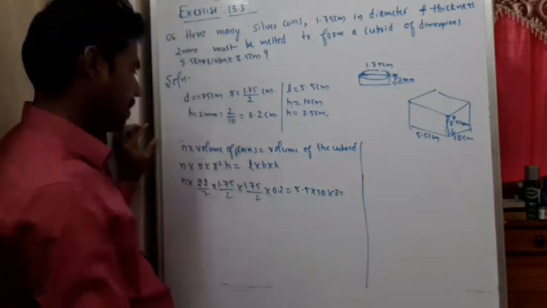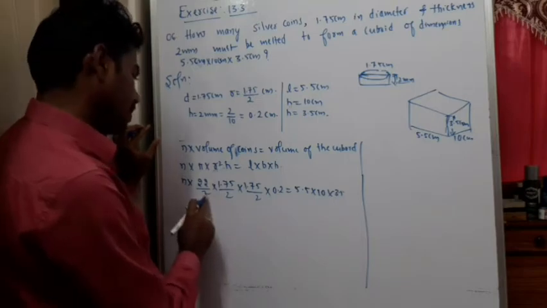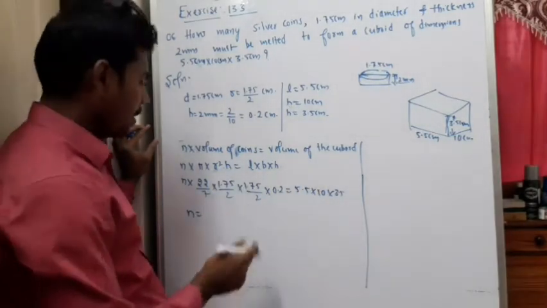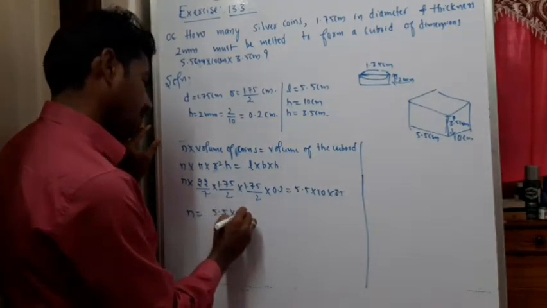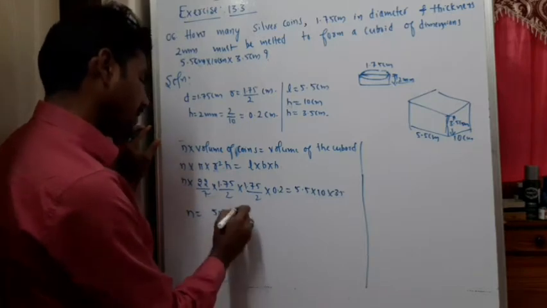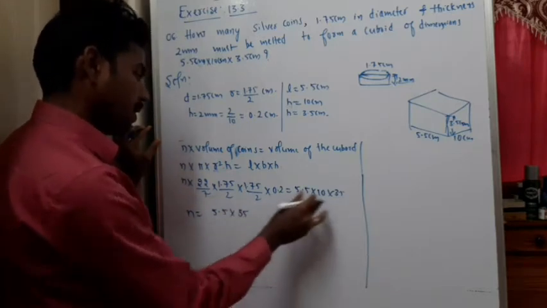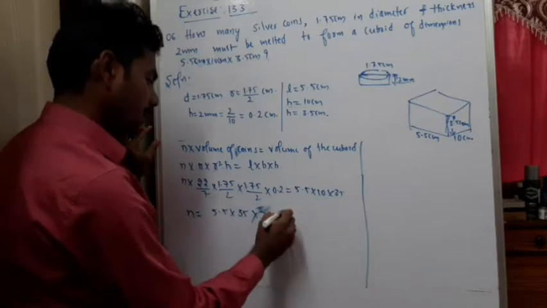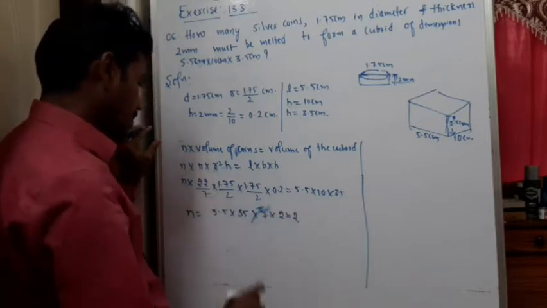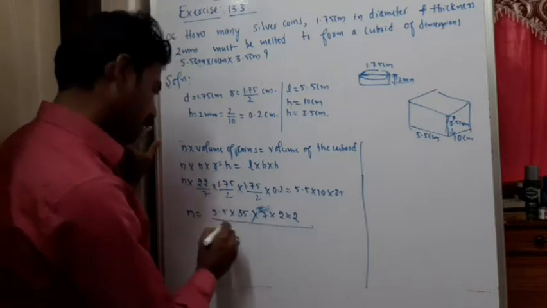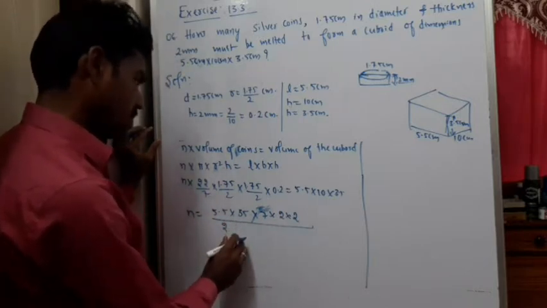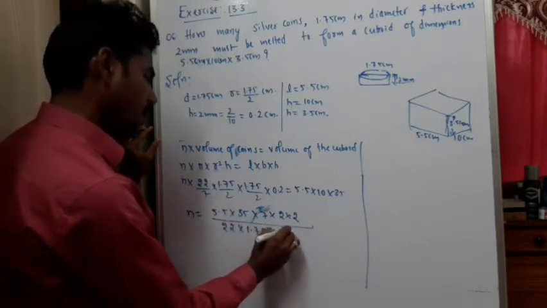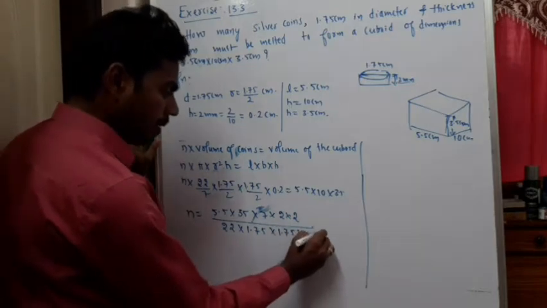What I need is n. To get n, whatever is in the denominator will go to the numerator when we transfer it to the right hand side. So 5.5 into 10 into 3.5 is nothing but 35, can I write it? Yes. So 35 into 7 into 2 into 2. Next, this will come in the denominator: 22 into 1.75 into 1.75 into 0.2.